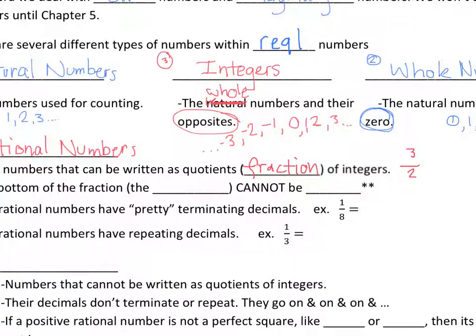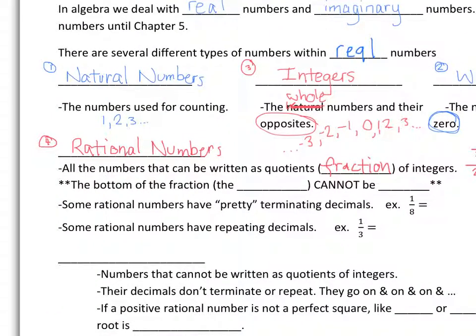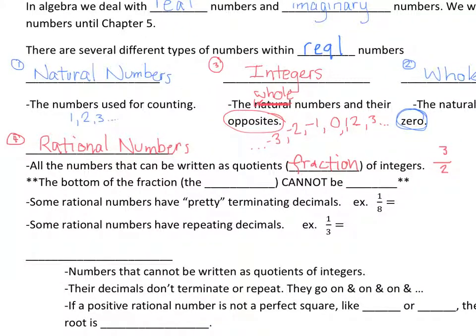Think of it. What are the first 5 letters here? What do they spell? Ratio. Well, a fraction is a ratio. Alright, so those are rational numbers.